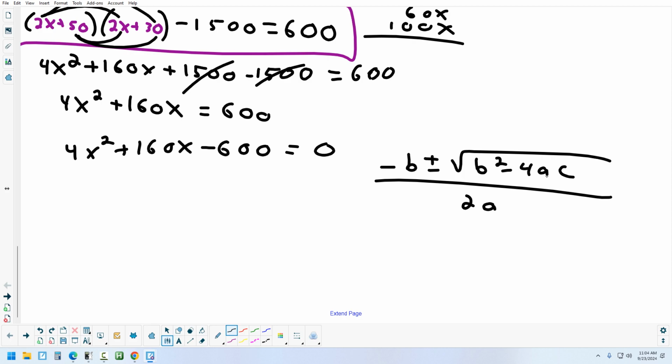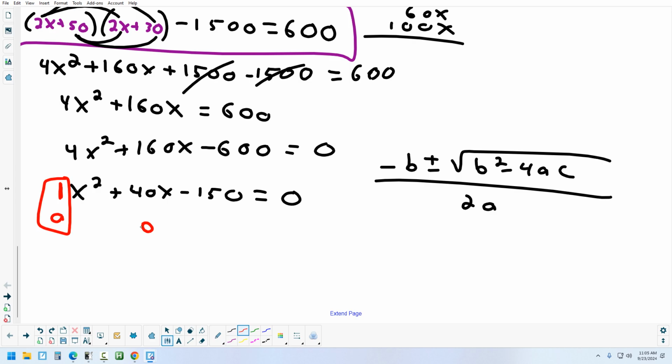Now, when you plug in, a is the number in front of x squared, b is the number in front of x, c is the constant. But all these numbers are divisible by something. Does anyone see what they're all divisible by? 4. If you divide everything by 4, it's not going to change your answer, but it is going to make the arithmetic a little bit smaller numbers. Again, totally not necessary, but it does make the numbers smaller. Okay, so this is A, this is B, and this is C. And now we just have to fill them in.